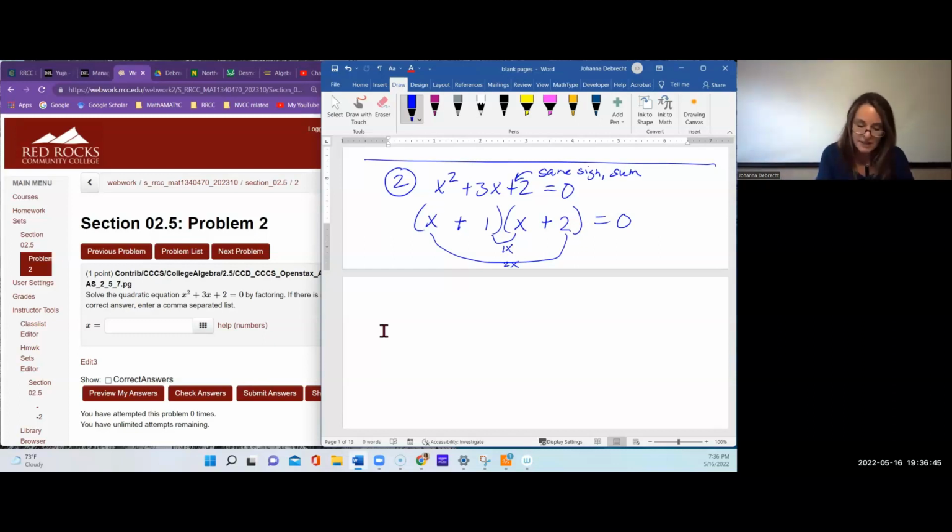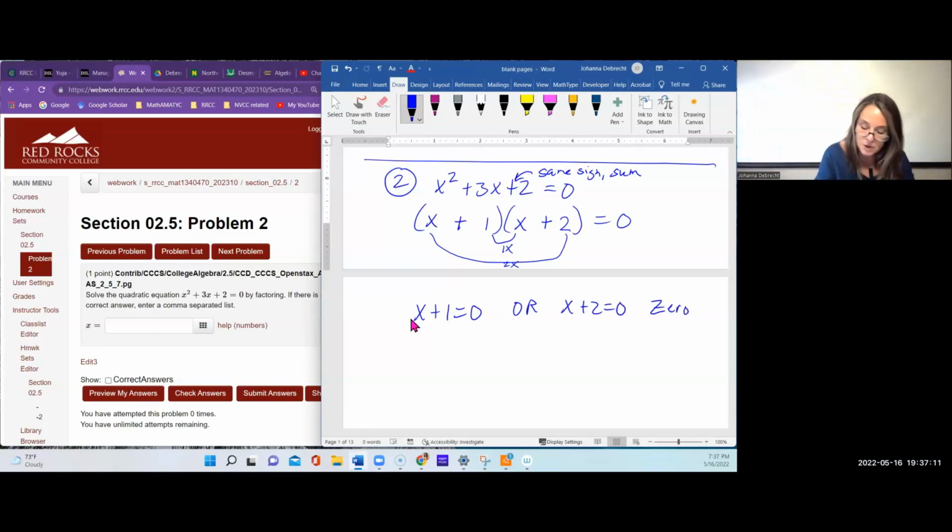Now that I have this, I look at the two factors, x plus 1 in parentheses and x plus 2 in parentheses. Remember, factors are things that are multiplied together, and there's an understood multiplication between the parentheses. The zero product property tells me that I can solve this by setting each of the factors equal to 0 and solving them separately. That's because when two numbers multiply to give you 0, one of them has to be 0.